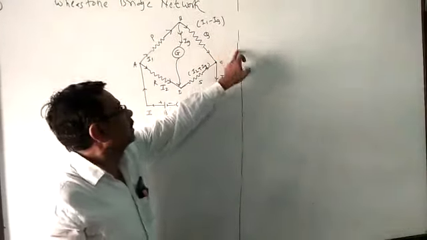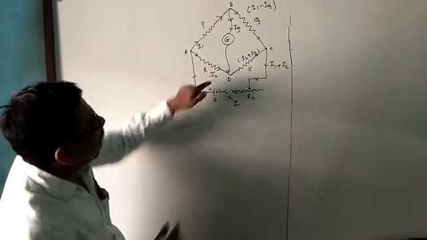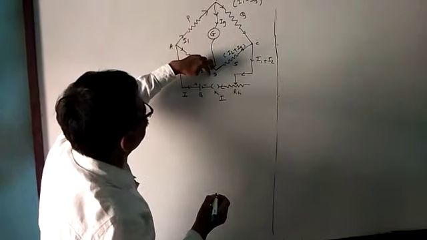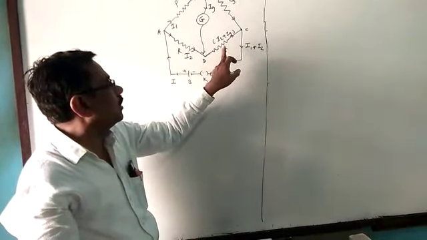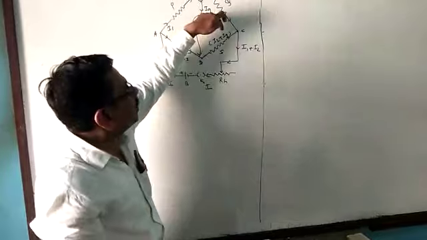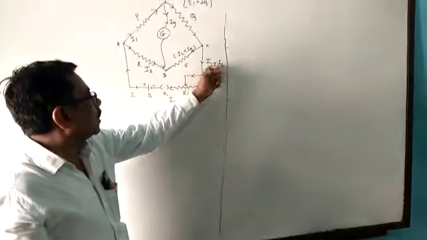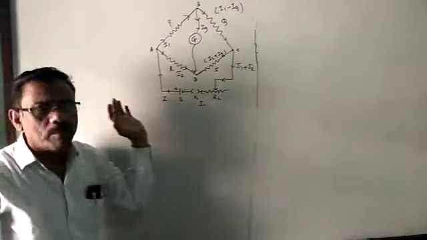Similarly, the current flowing along branch AD is I2, and at point D, both currents meet: IG plus I2. Therefore, the total current flowing through the resistor S is I2 plus IG. And at point C, again the total current becomes I1 plus I2, that is I, which flows toward the negative terminal of the battery.